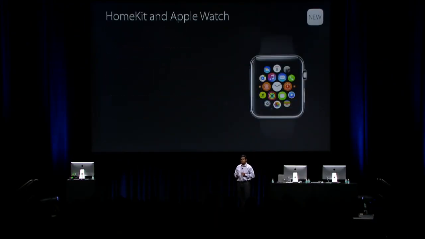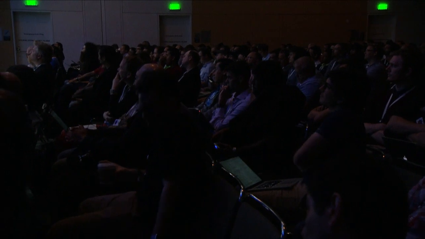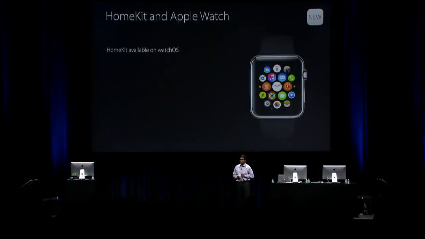Now let's talk about HomeKit and the Apple Watch. As announced on Monday's keynote, HomeKit is now available on watchOS. Now this means you can go out for a run without your iPhone, come back, and if you have your watch with you, you'll be able to unlock your door and get back in. Now, how cool is that?